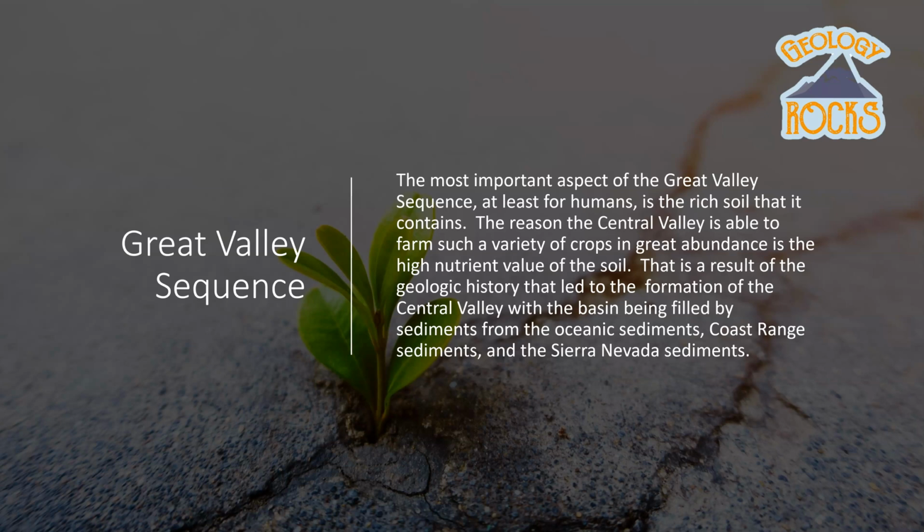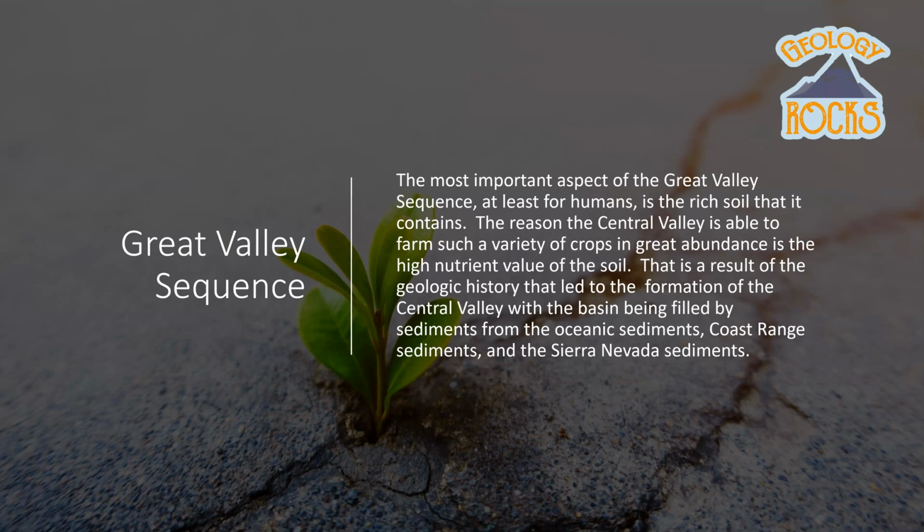So the Great Valley sequence, the most important part of this is that it has very rich soil. And that rich soil is today used for very, very heavy agriculture use. And so we use the Central Valley for growing crops for basically the entire world, which is really cool to say. And you should be proud of that, despite our issues with groundwater and being in a drought consistently.